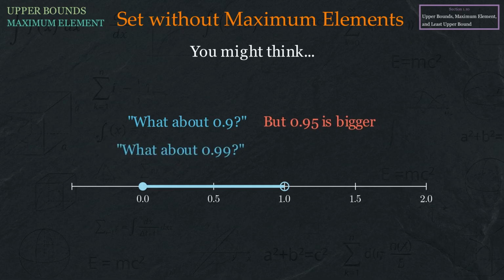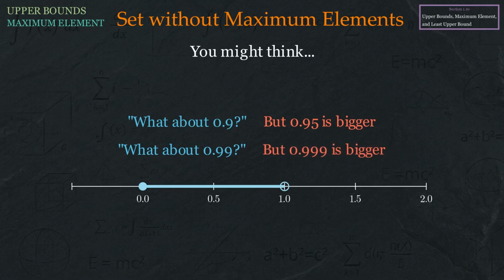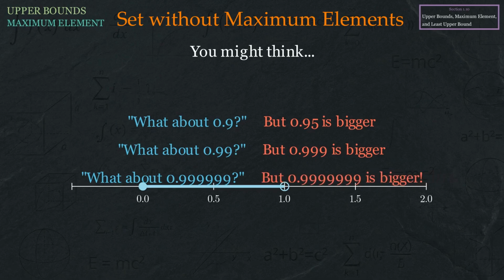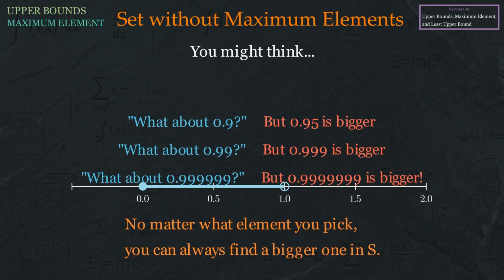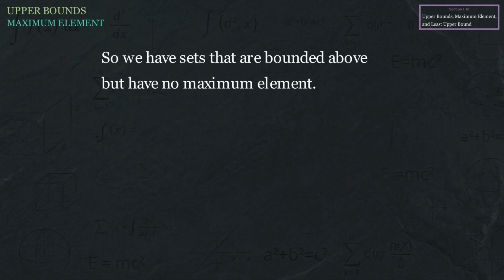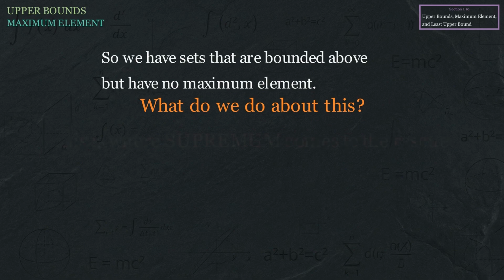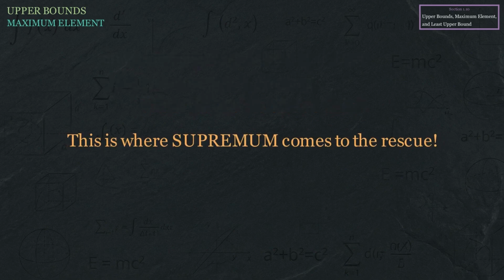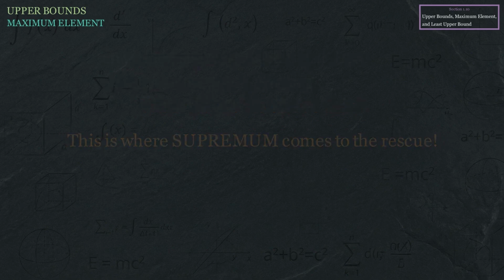Okay, what about 0.99? But 0.999 is bigger. What about 0.99999? But 0.999999 is bigger. You can never reach a maximum because no matter what element you pick, you can always find a bigger element in the set. So we have sets that are bounded above but have no maximum element. What do we do about this? This is where the concept of least upper bound, or supremum, comes to the rescue.